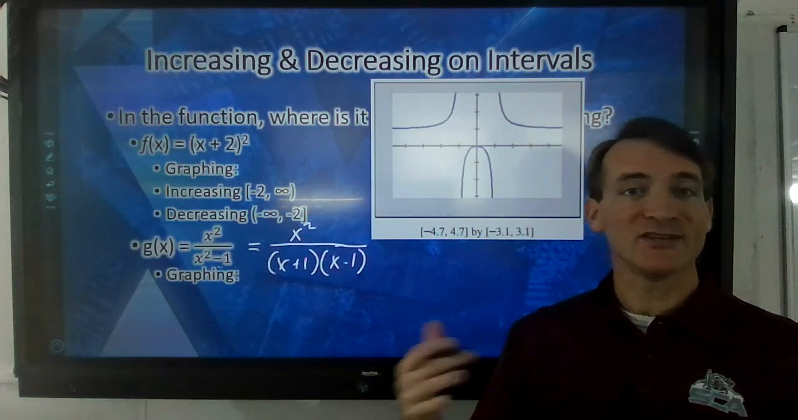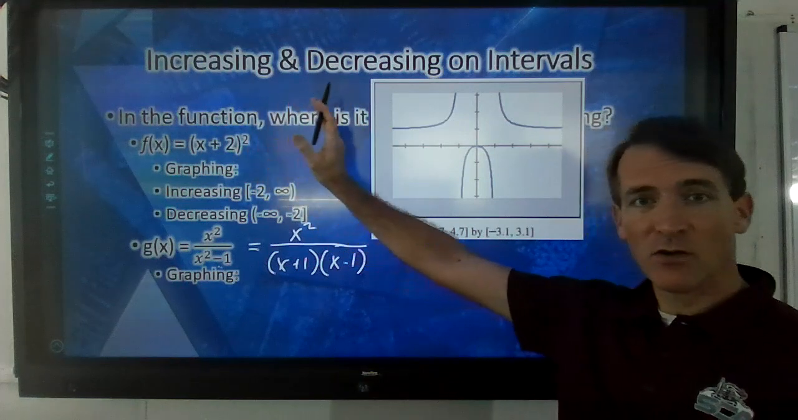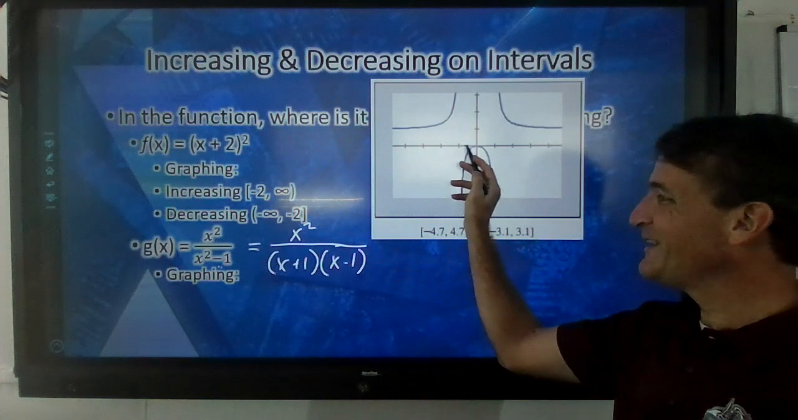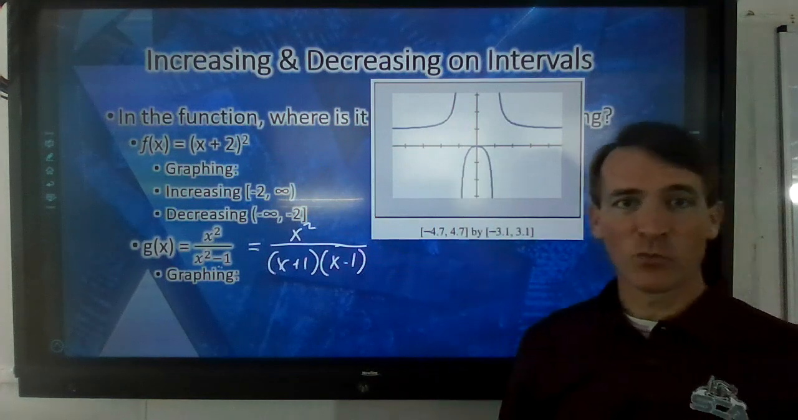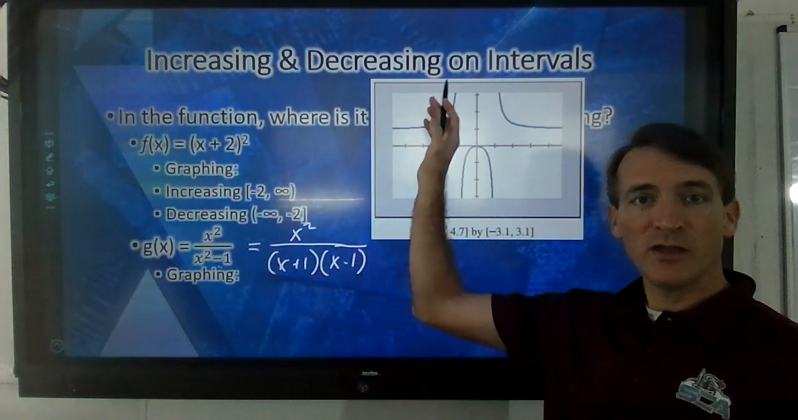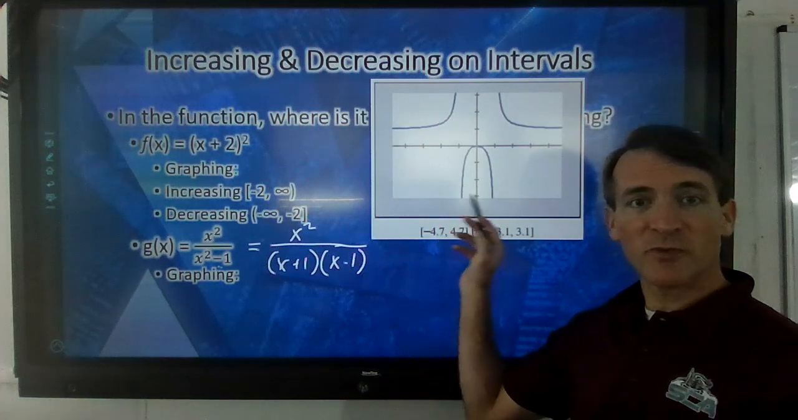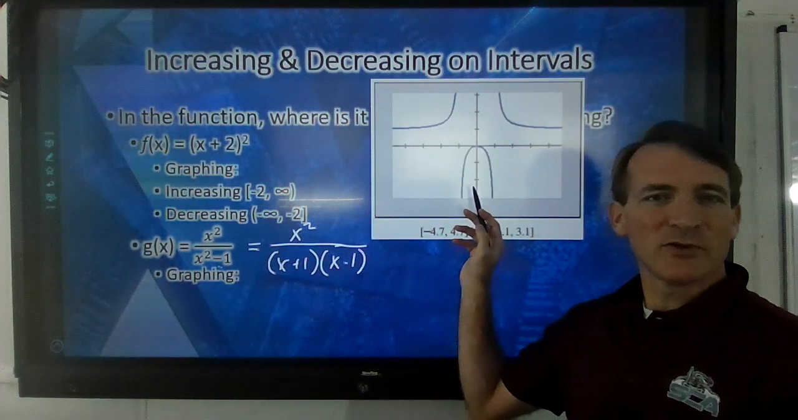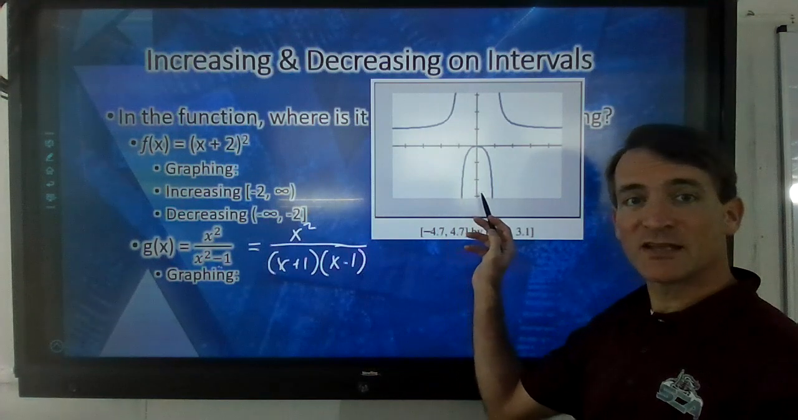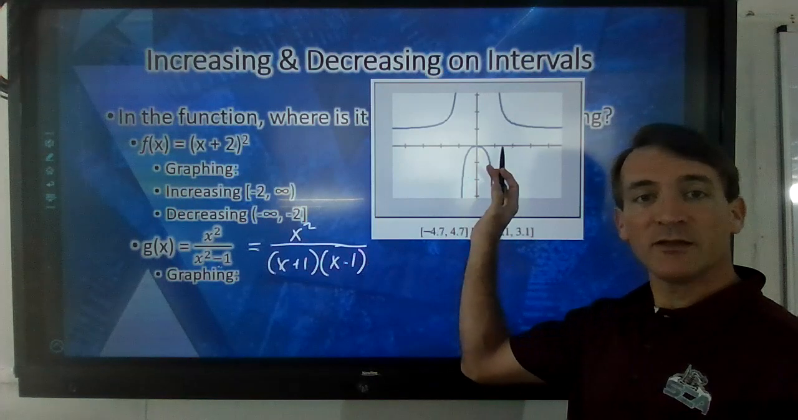We're looking at where is it increasing and where is it decreasing. Well, as I go from negative infinity all the way over, I am increasing all the way up until I get close to -1. So I have an increase from negative infinity all the way to -1. Then I go to this portion of my graph. Well, where is it increasing or decreasing? Well, if I start at -1, it is increasing as I get closer and closer to 0.